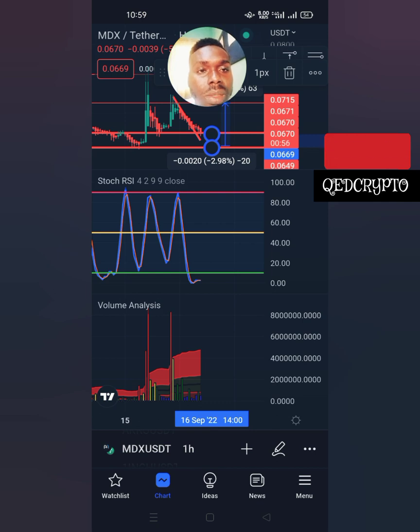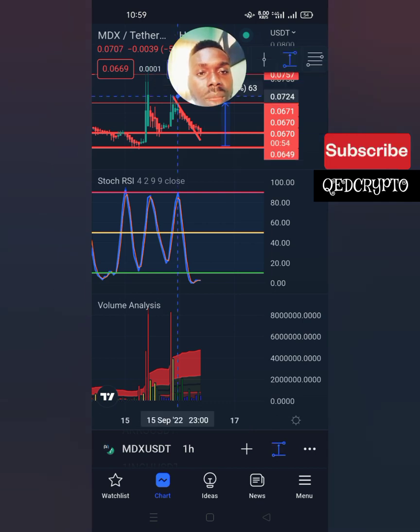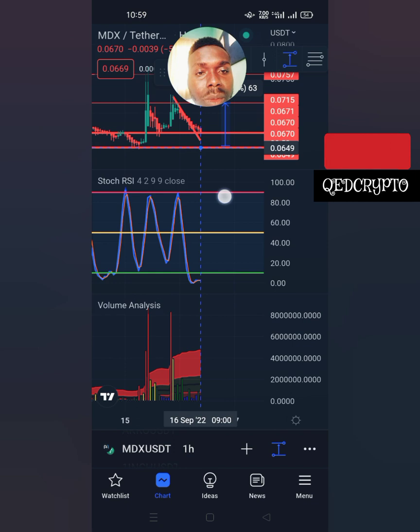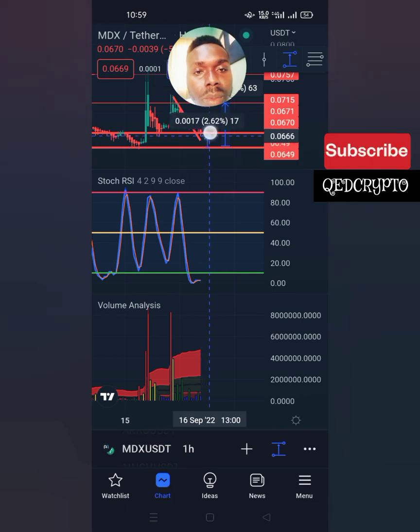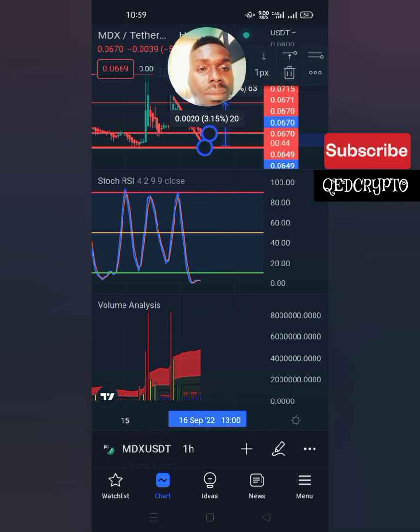Okay, this didn't go away. Let me take it again from here. All right, so take it up. That'll give me about 3%. Yeah, 3%. If it comes down to my support there and it goes back to test the other support that has now become my resistance, if it tests that, you can still take 3% and get out of the market.